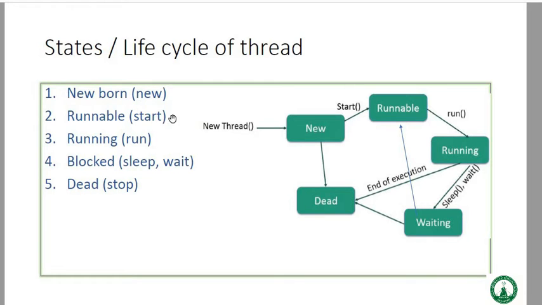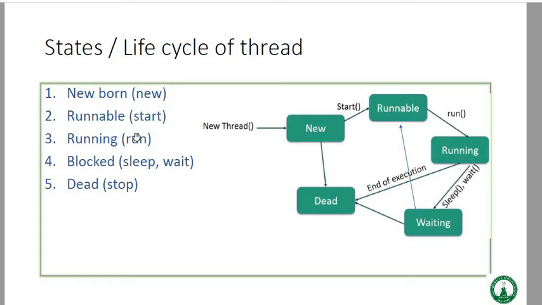So second is runnable. Runnable in the sense that it is ready to run. It has all the resources and features required except the processor. When this runnable stage gets the processor, it will go to the running state, that is the active state. This is ready to run, that is, ready to activate. This is running.